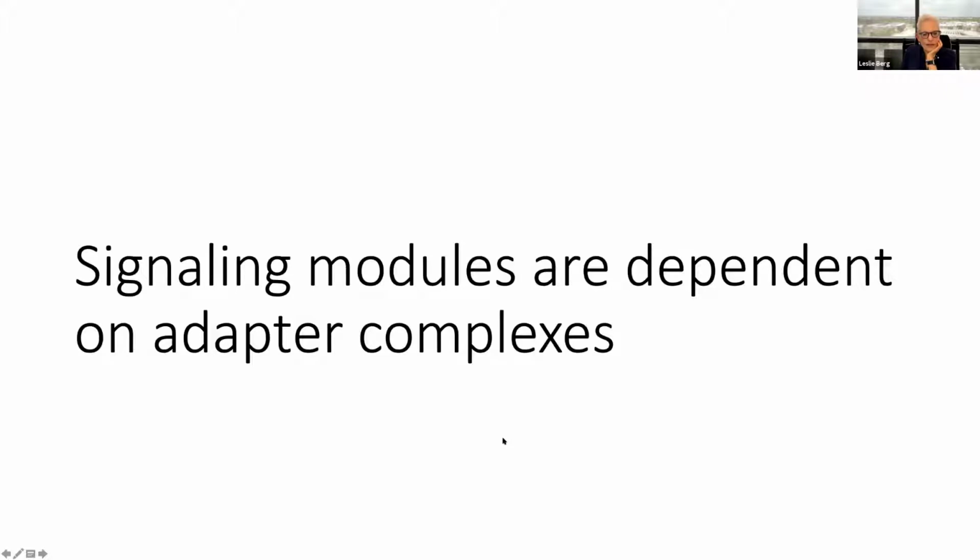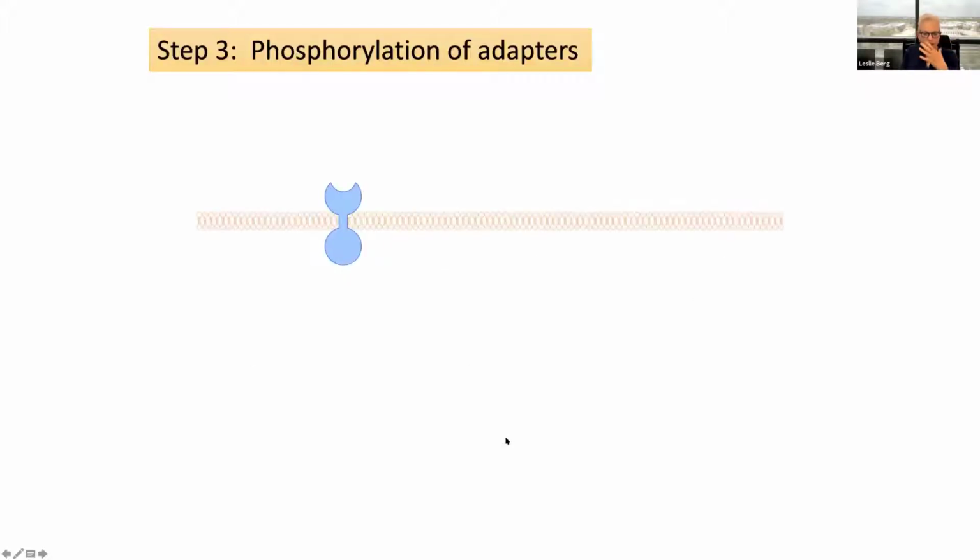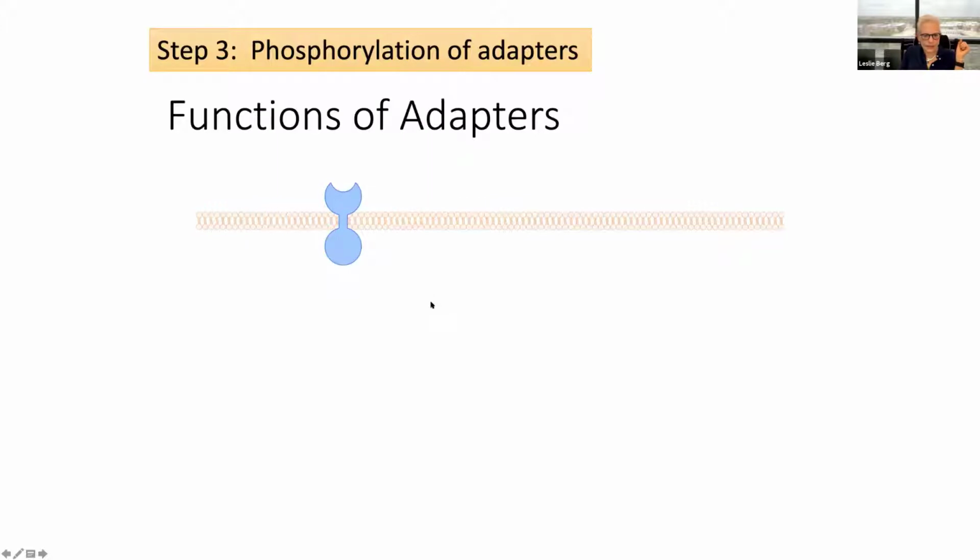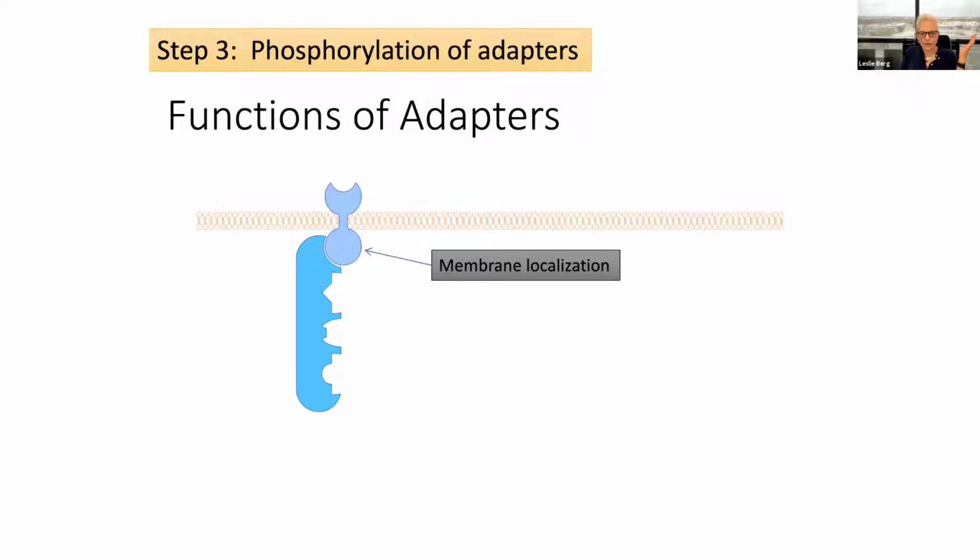Okay, so as I mentioned, these downstream signaling events are really dependent on the phosphorylation of adapter proteins. So probably most of you are familiar with adapters, but just in case you're not, I think of them as proteins whose function is to essentially serve as protein-specific Velcro for binding partners.